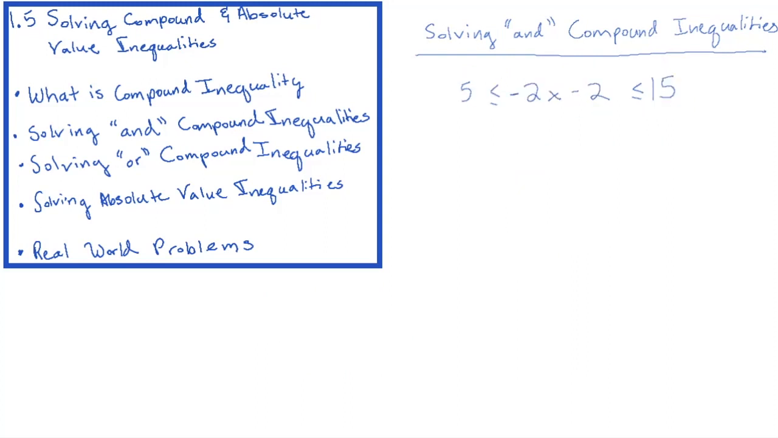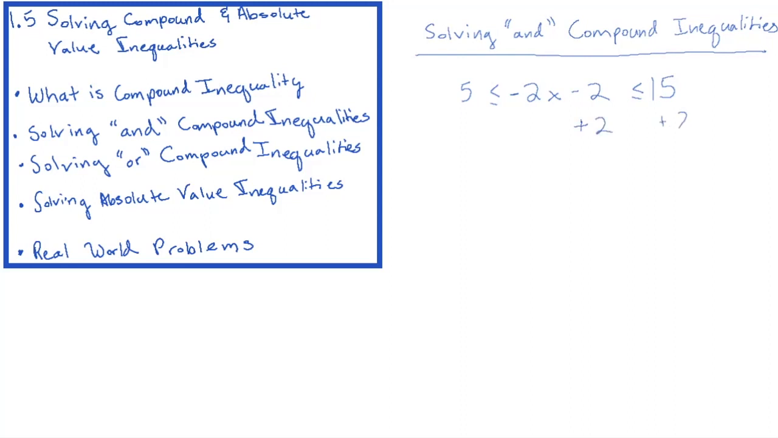Okay, so the next problem we have is 5 is less than or equal to negative 2x minus 2, which is less than or equal to 15. Notice your bigger number is always going to be on the far right if it's a less than inequality. If it was greater than, then obviously the big one would be on this side. Now, of course, we could break it up into two inequalities and solve, but what I'm going to do is use a shortcut.